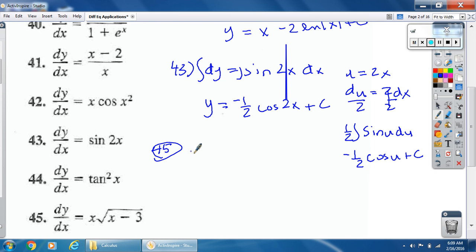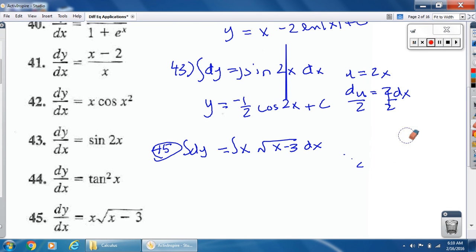Looks like a stubborn x problem, we'll see. So dy, multiplying the dx to the other side. Find the antiderivative on both sides. Let me make some space here. Going to do a little u substitution.